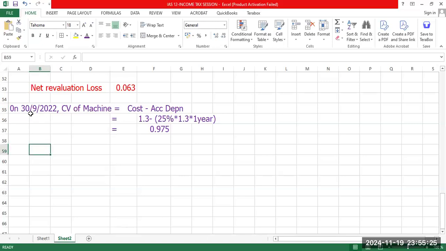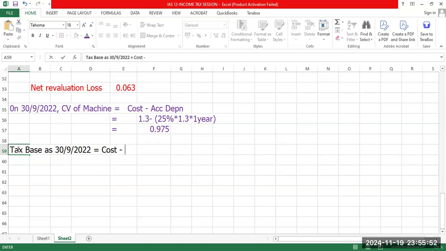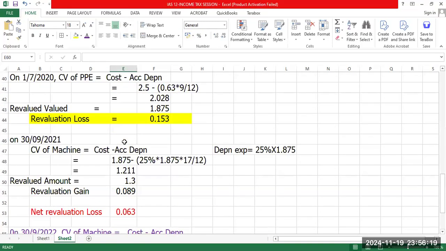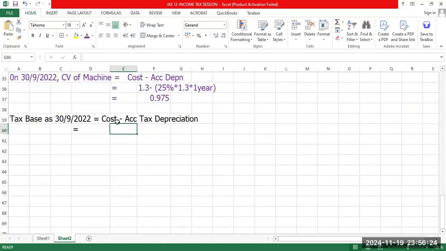But since we don't have a revalued amount in this reporting period, what we are interested in is the tax base. What is the tax base as at 30th September 2022? Remember, the tax base is the cost minus the accumulated tax allowance or depreciation. When you're dealing with tax, the cost you use must be the cost you incurred to purchase an asset. You don't use revalued amounts here. How much was that? 2.5, minus accumulated depreciation.